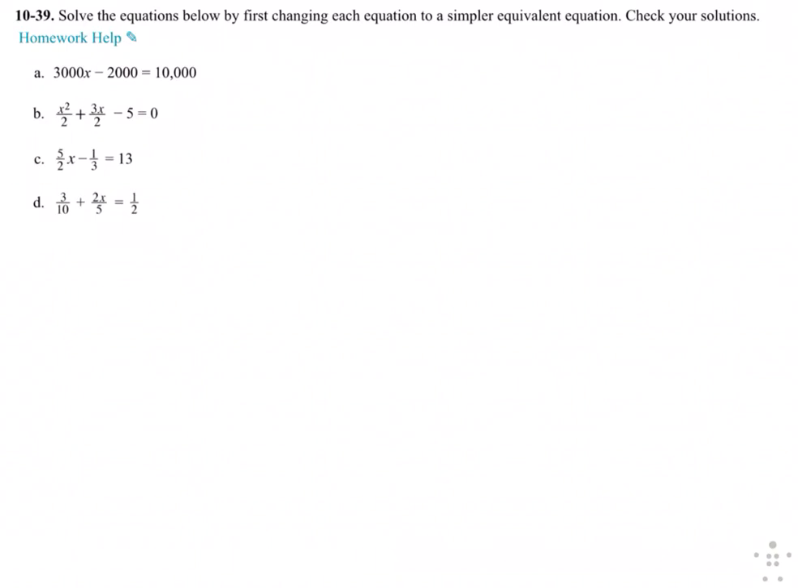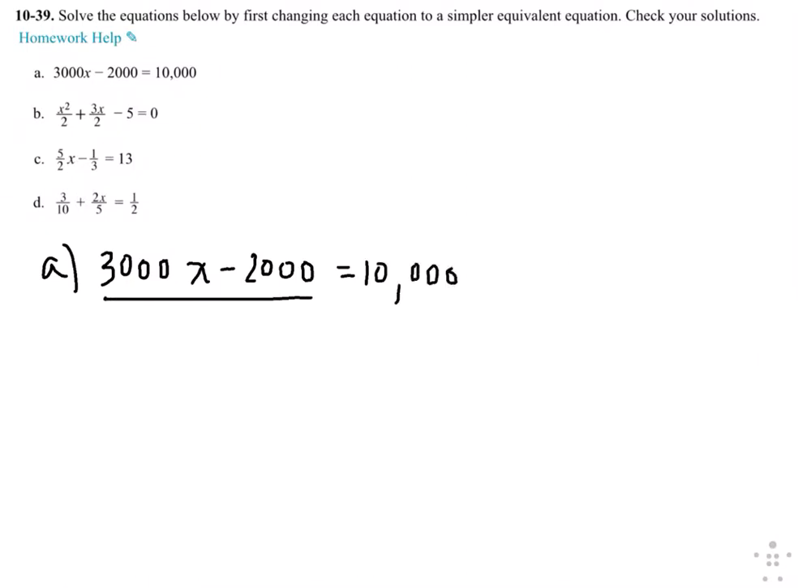Okay, for number 39, they want us to solve some equations, but they want us to use some of our skills to make them simpler before we solve them. So the first one, clearly, you see all these thousands, right? So we could divide both sides of the equation by 1,000, and that will get rid of a lot of those zeros.